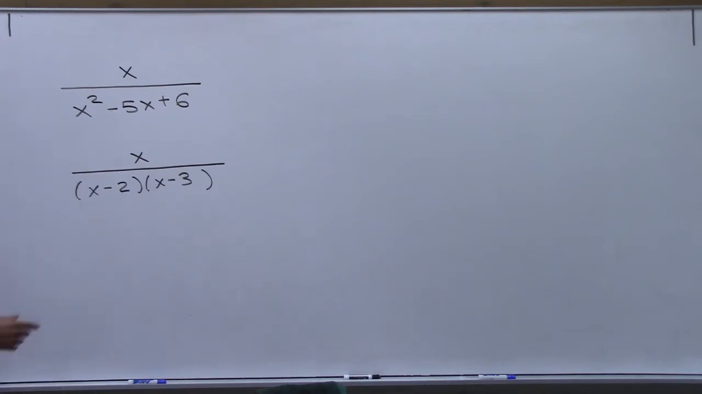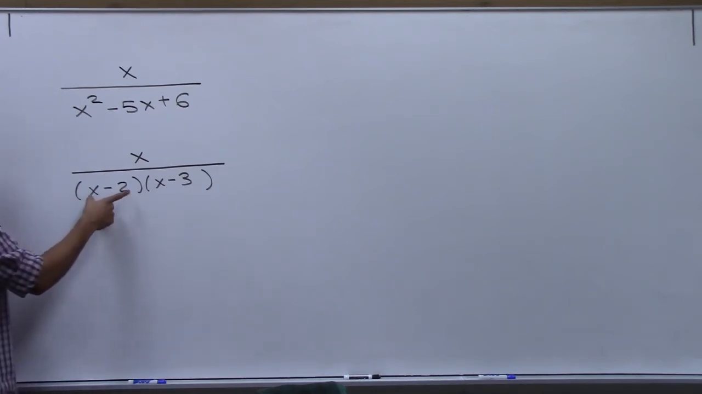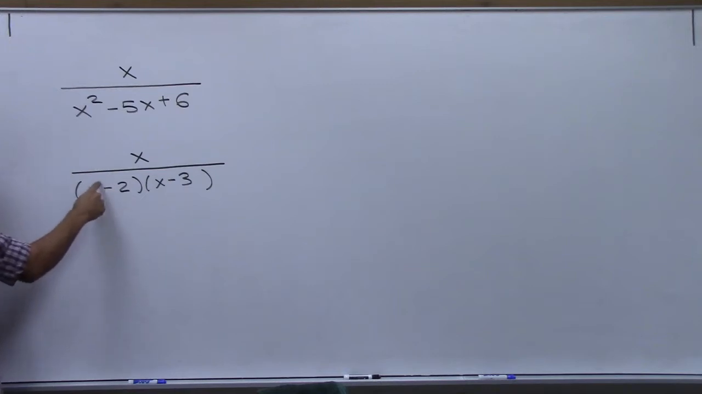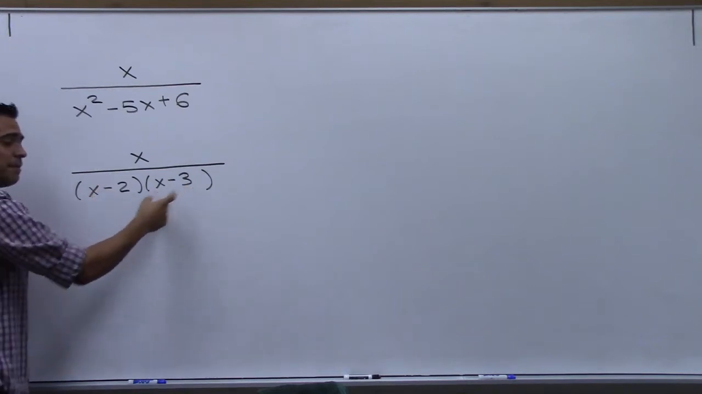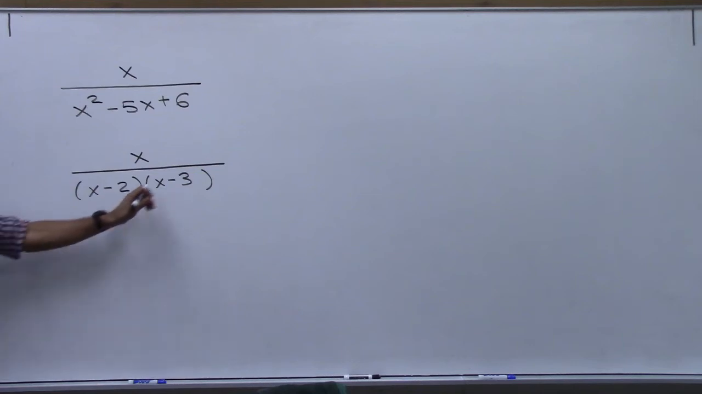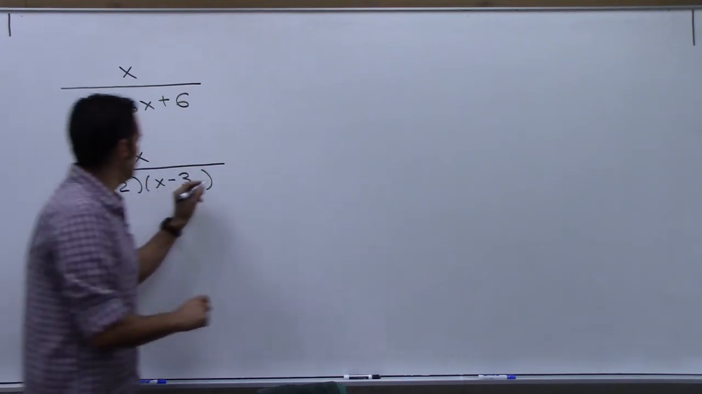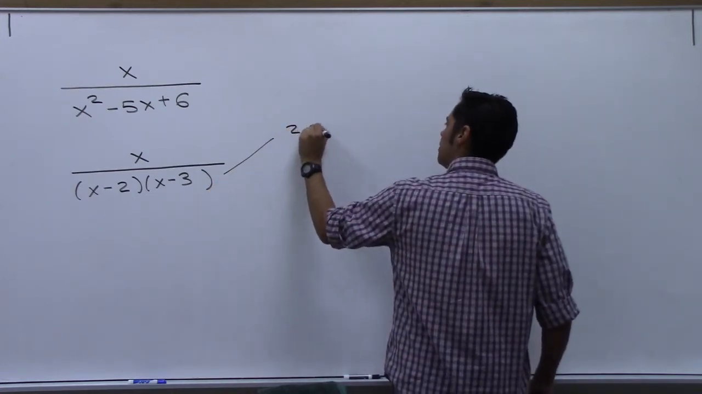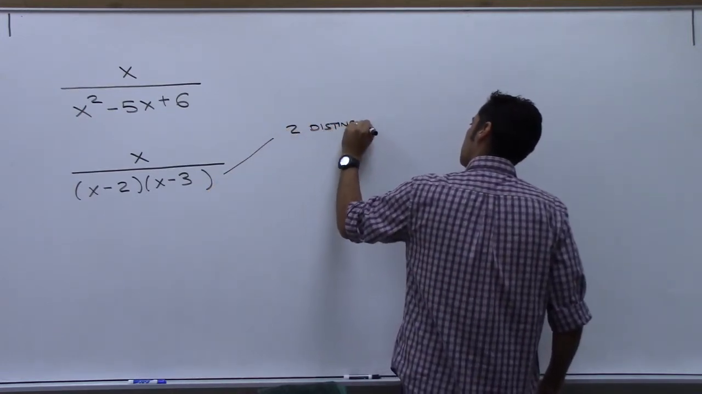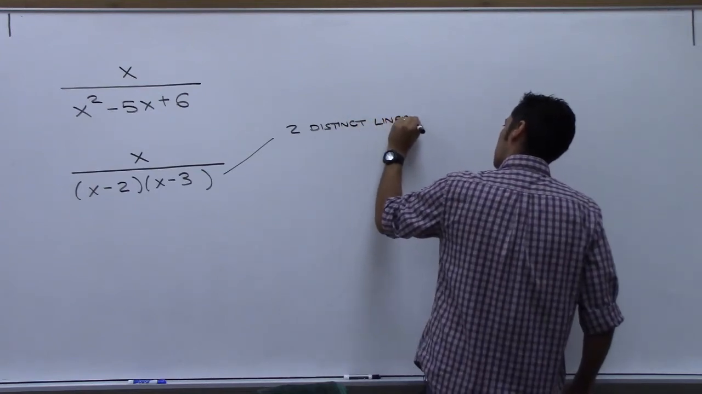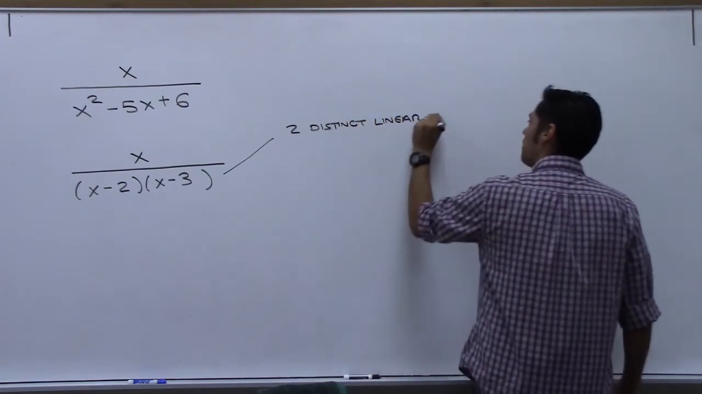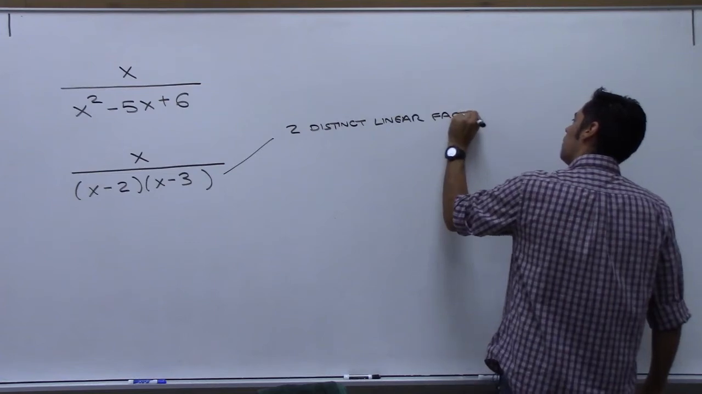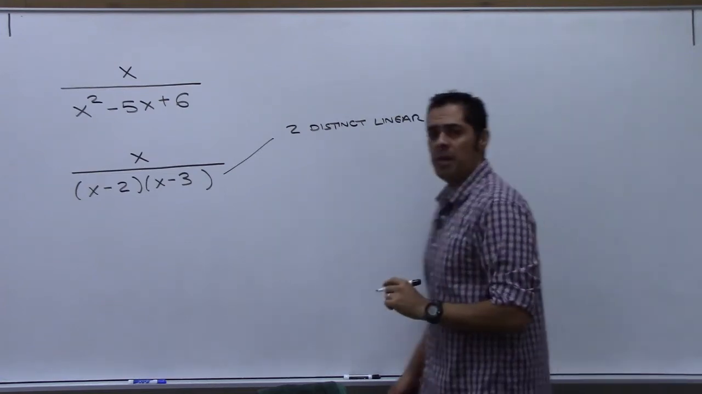Okay. All right, so this is a linear factor because x is to the first power, right? This is a linear factor, x to the first power. We call these distinct linear factors. Let me just put a little arrow here. These are two distinct linear factors. Distinct meaning what? They're different from each other, right?